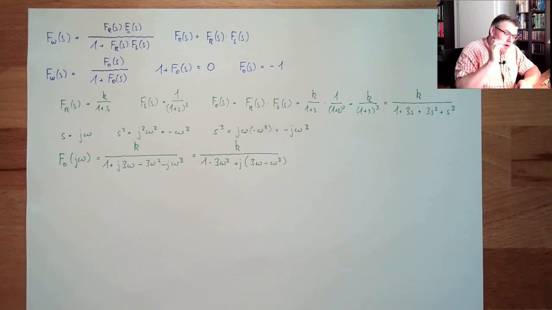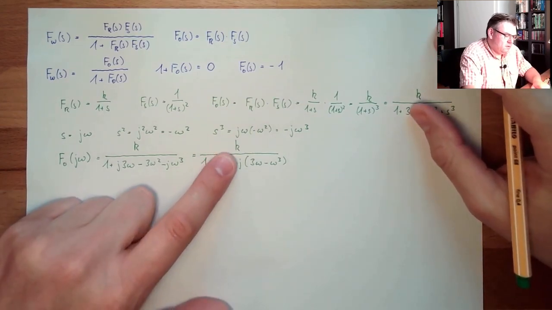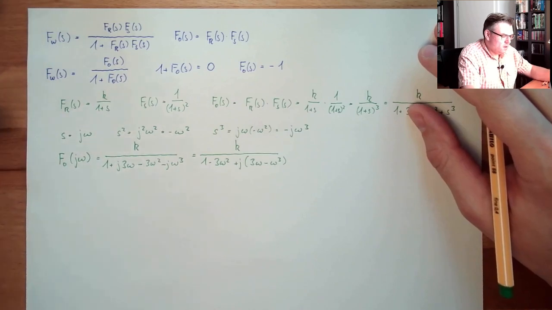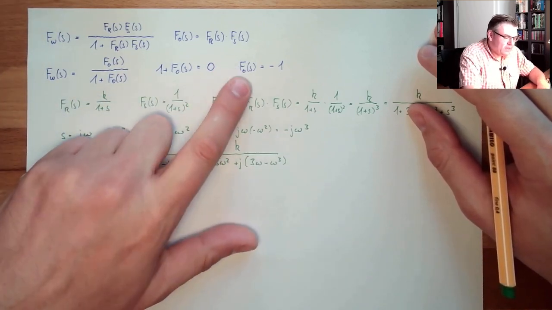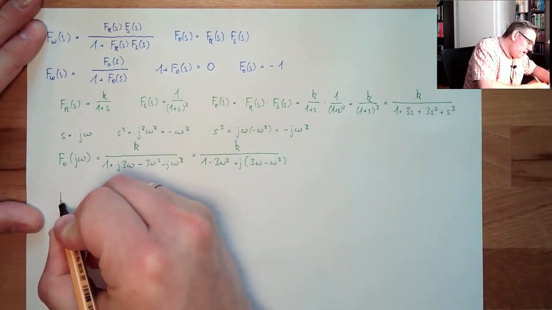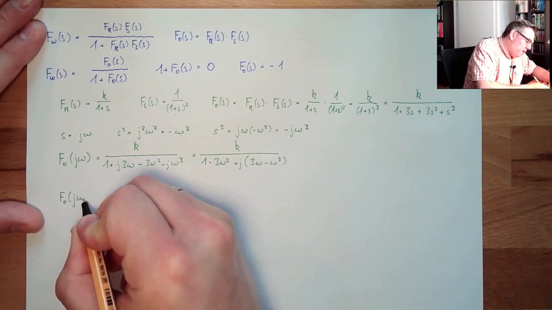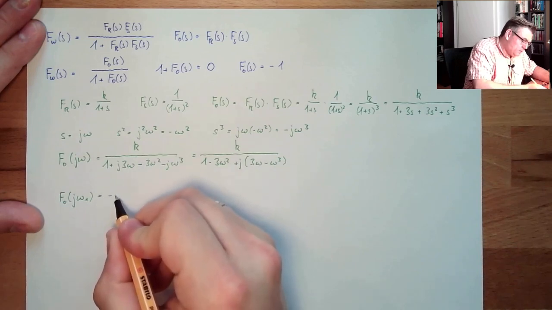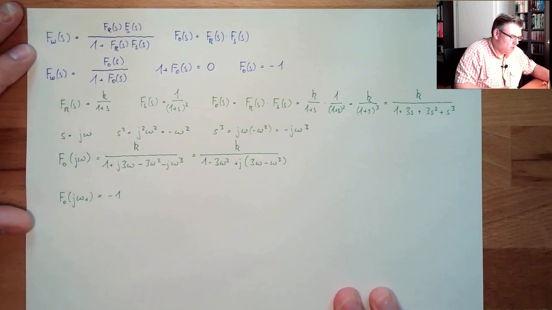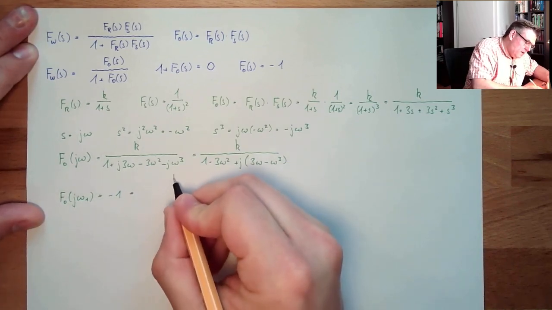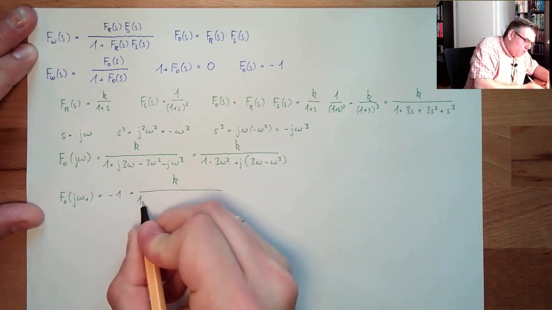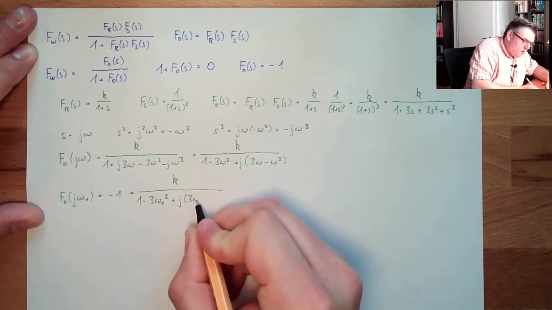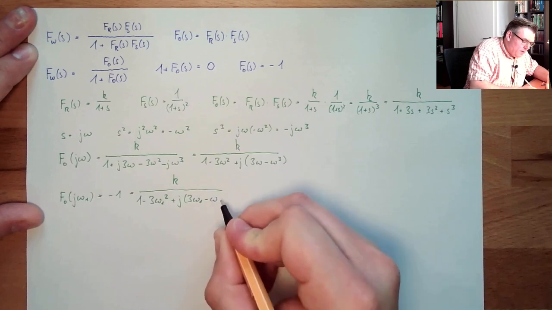However, I want to know now at which k I exactly reach this point. At which k and at which omega I exactly reach this point. So I want to know where FO from j, and now I call it omega 1, because it's a certain frequency I want to know, equals minus 1. This I want to know. So this means minus 1 equals k divided by 1 minus 3 omega 1 squared plus j, 3 omega 1 minus omega 1 to the third.